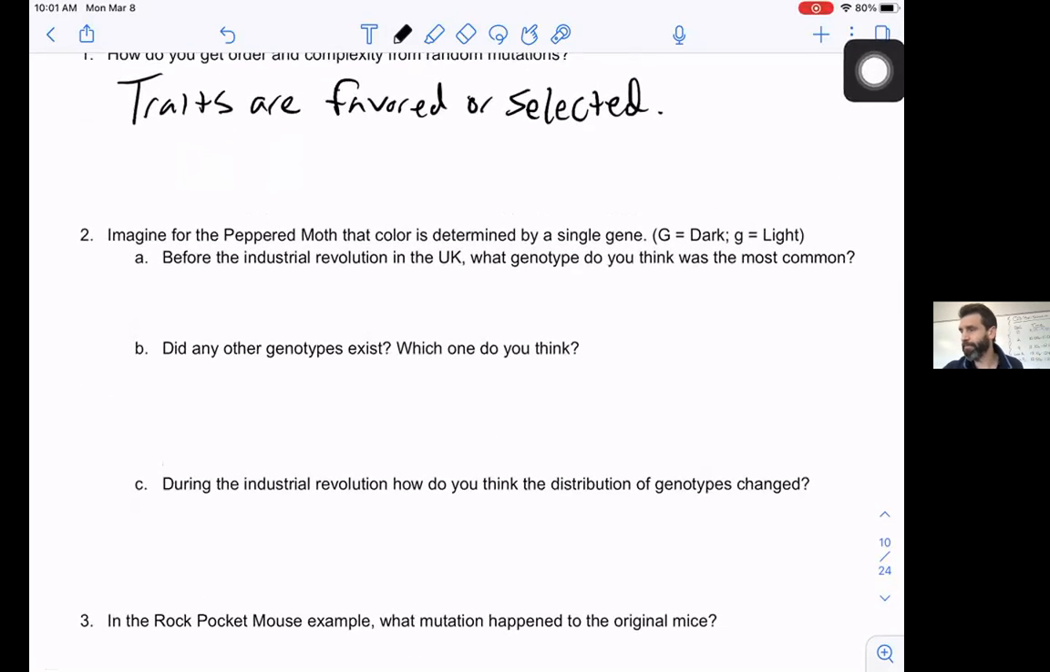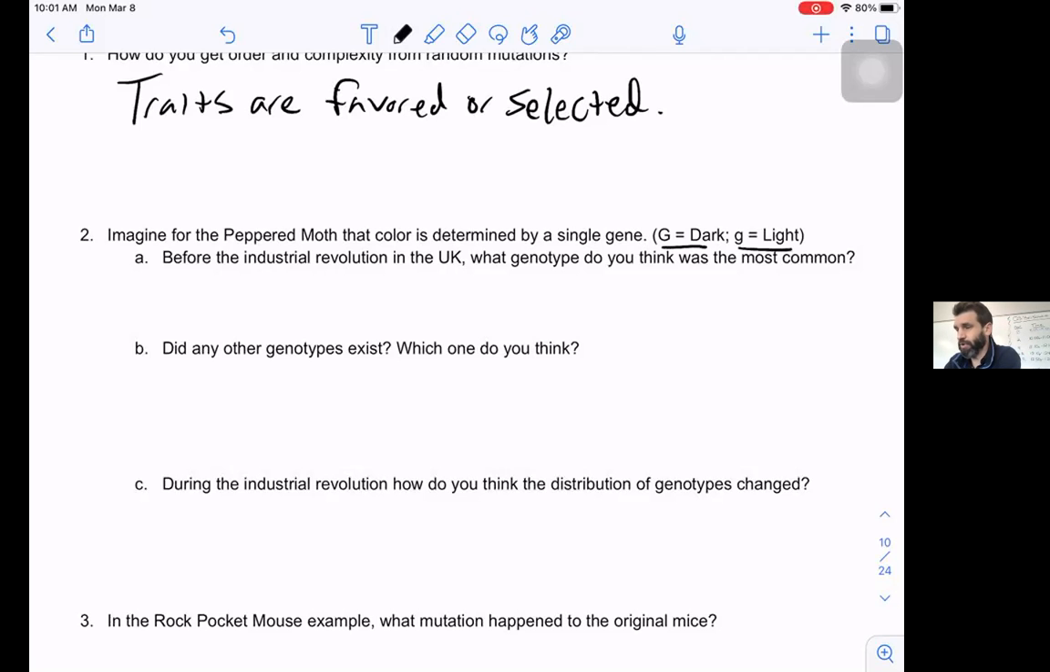So this is the one with the peppered moth. And remember, the peppered moth had two colorations, a lighter, white coloration, and a darker, black coloration. Prior to the Industrial Revolution in London, in the United Kingdom, the light colored peppered moths dominated. It was thought that they could blend in to the light colored birch trees, where the darker moths stuck out and were much easier to be seen by birds. So here we're saying that dark is dominant, light is recessive.